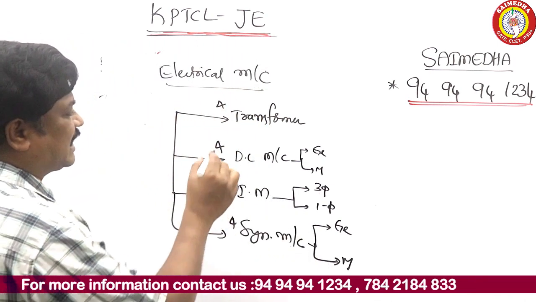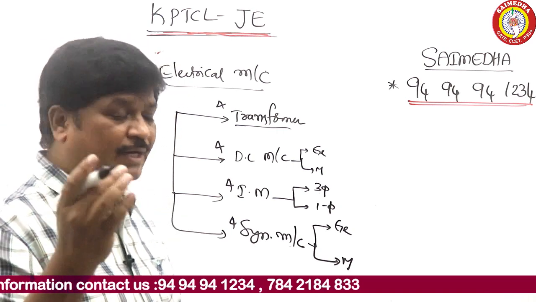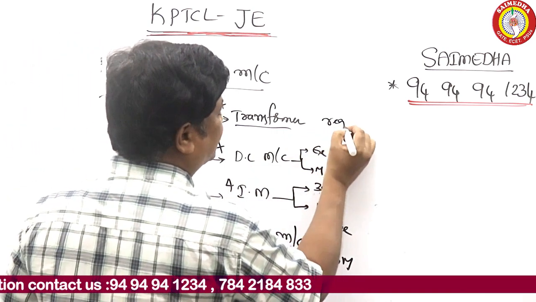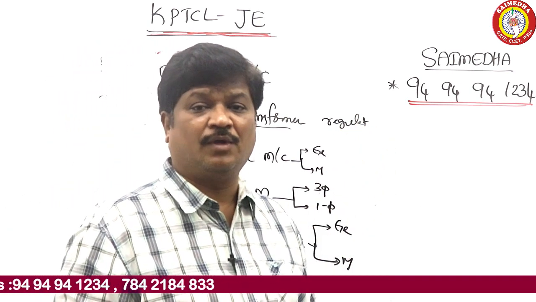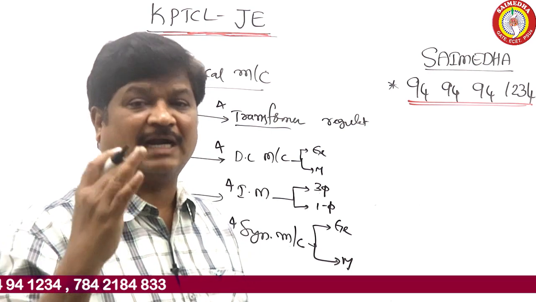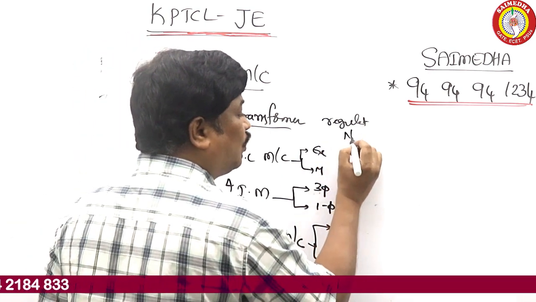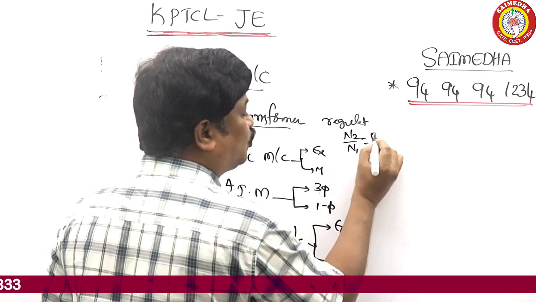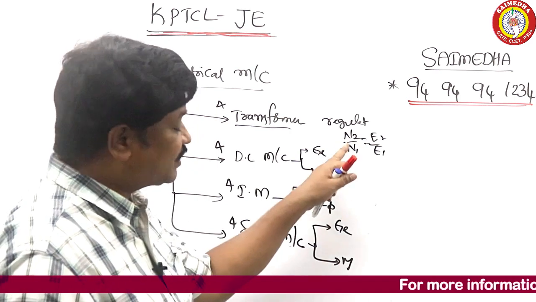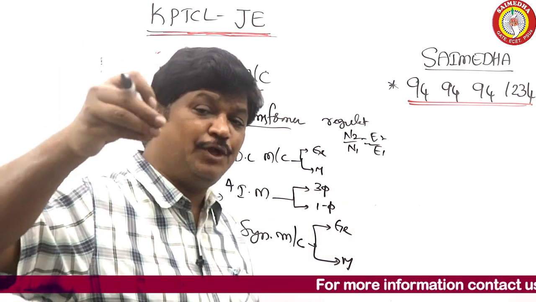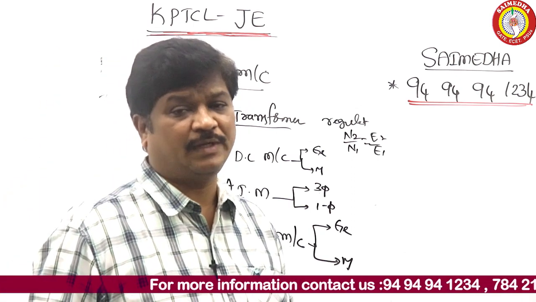Now, coming to the transformer, the first area for our JE level is the regulation topic. When the regulation is positive, when the regulation is negative, when the regulation is 0, what is the condition for regulation? And basically they will ask you N2 by N1 is equal to V2 by E1, one formula from the EMF equation. This question will be there, and there is a small numerical problem from the EMF equation which you also have to study.